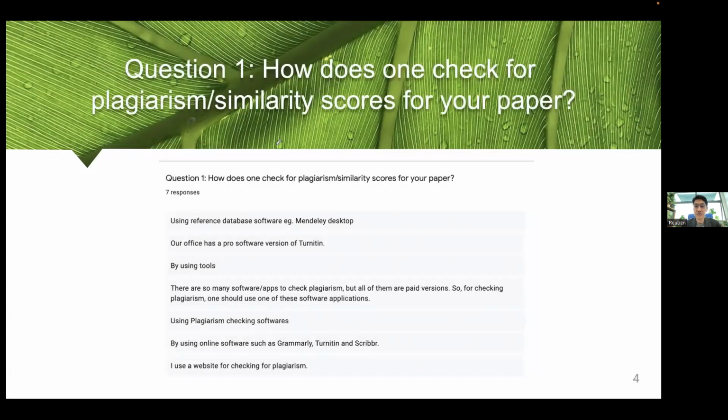All right, so moving on to question 1. I asked in the 3-to-1 form, how does one check for plagiarism and similarity scores for your manuscripts? So these are some of the answers. Have a look.